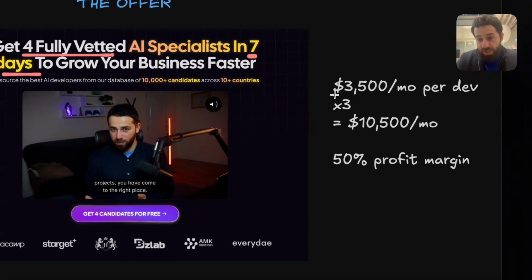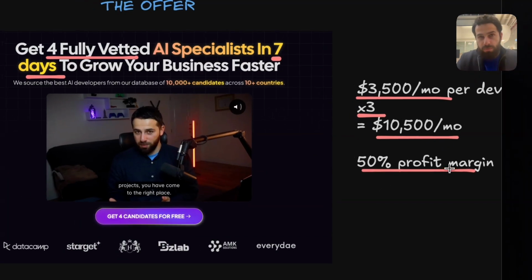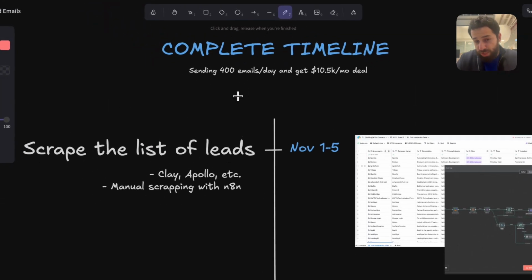So you come to us, in 7 days, you're going to have the people you need. In this particular instance, we were charging $3,500 per developer. The client wanted 3 developers. So in total, that comes out to $10,000. And we have 50% profit margin on this. We spend around $500 in total on the campaign. So we were sending 400 emails. And to do this, I'm going to show you step by step really how we achieved it.